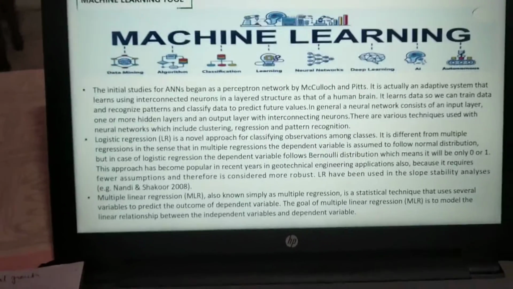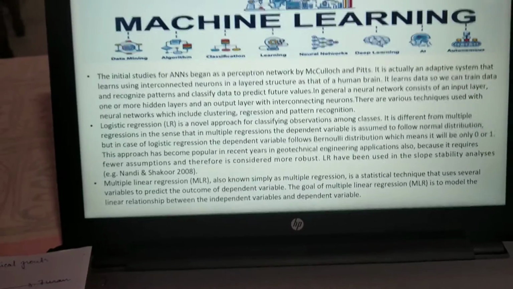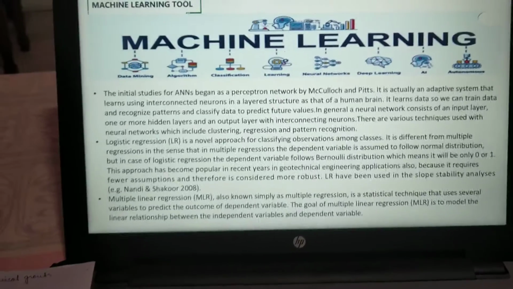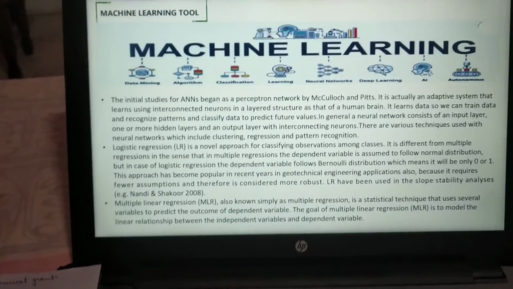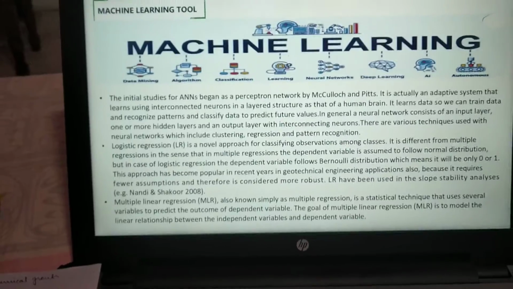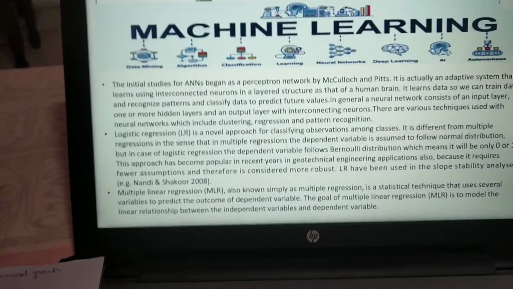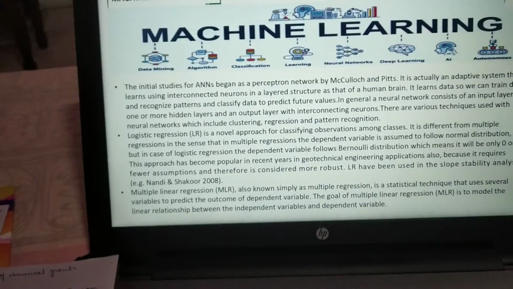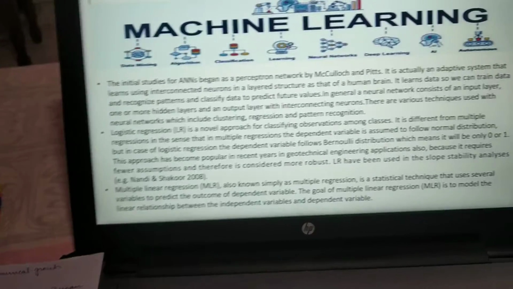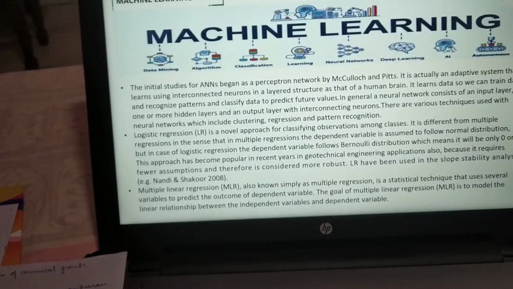So ANN began as a perceptron or a single layer neural network by McCulloch and Pitts. It learns the data, so that we can train the data set and recognize the patterns, so that we can classify the data and predict the future values to avoid the complicated calculations. So in general, this neural network consists of one input layer, one or more hidden layers, and an output layer, which have interconnecting neurons just like that of a brain.